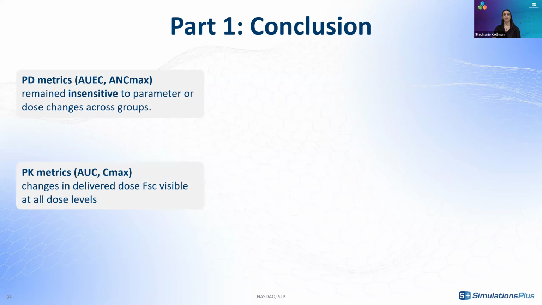Looking at PK, changes in delivered dose are clearly reflected in the exposure metrics, AUC and Cmax. And this effect is visible at all dose levels. So if the biosimilar delivers slightly more or less drug than expected, PK will pick that up reliably.